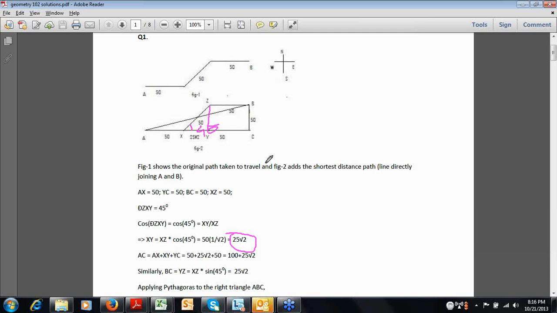Now we need to calculate the value of AC. AC is what? AX plus XY plus YC. So 100 plus 25 root 2. So we got the value of AC also.